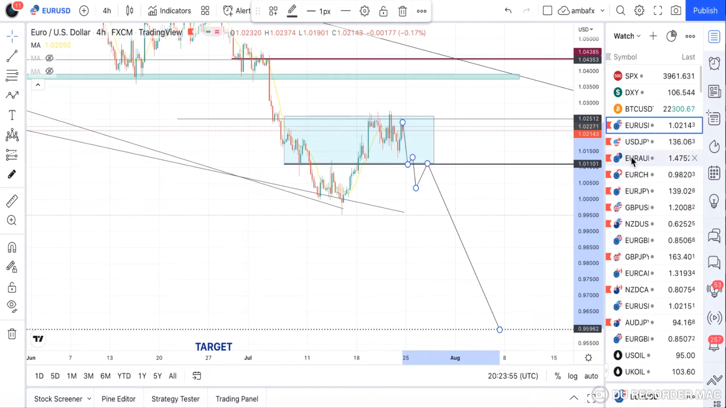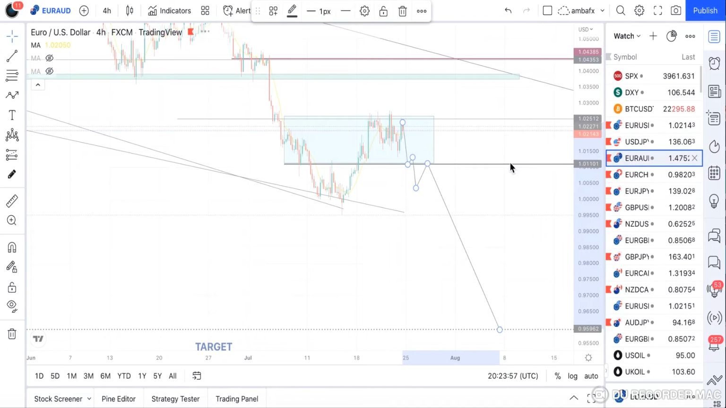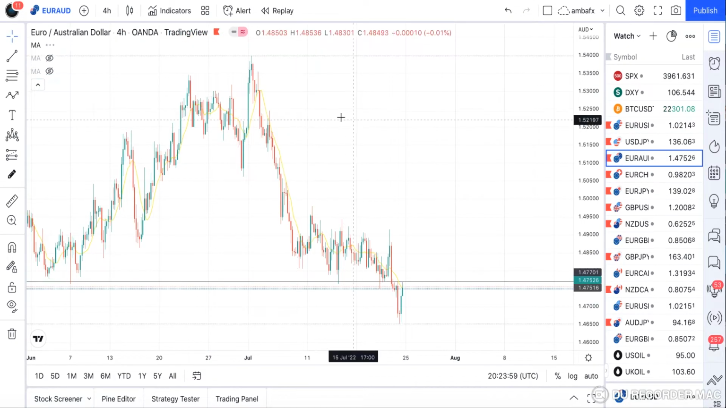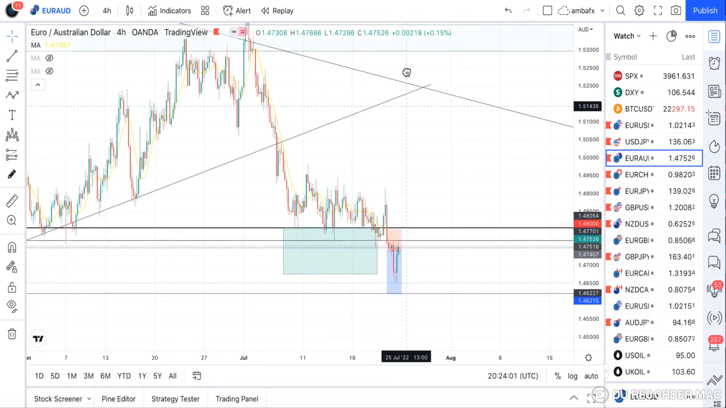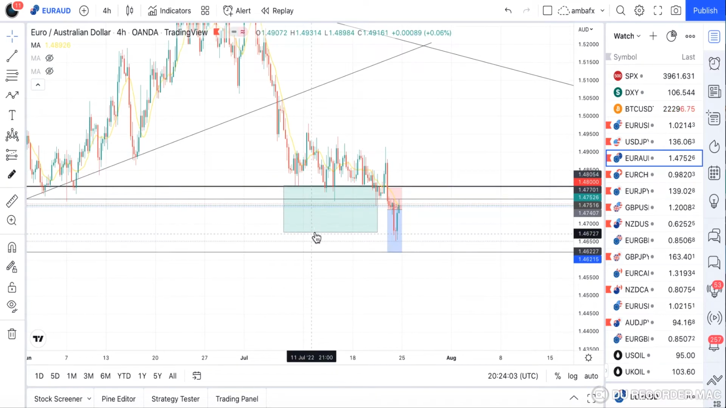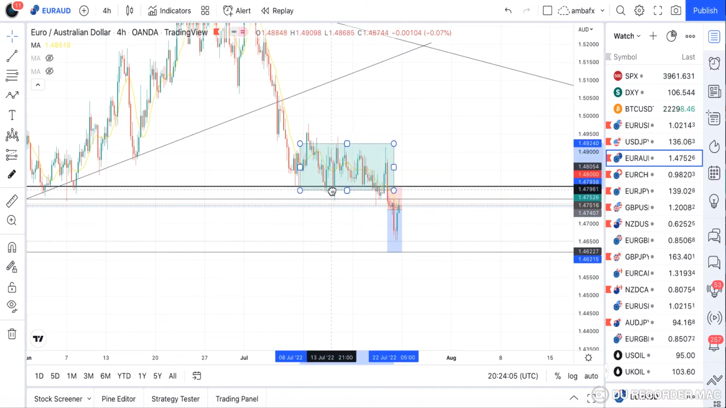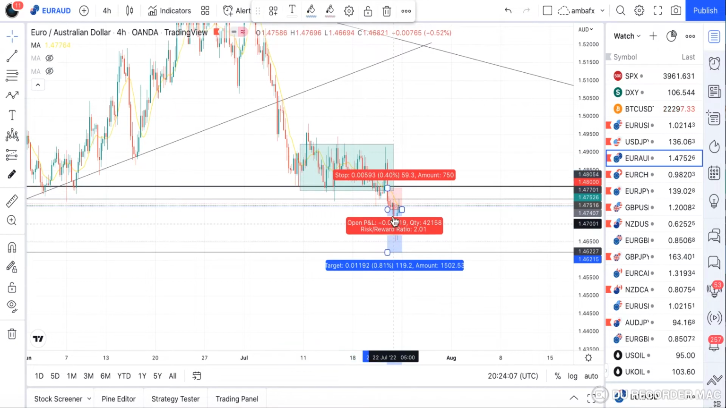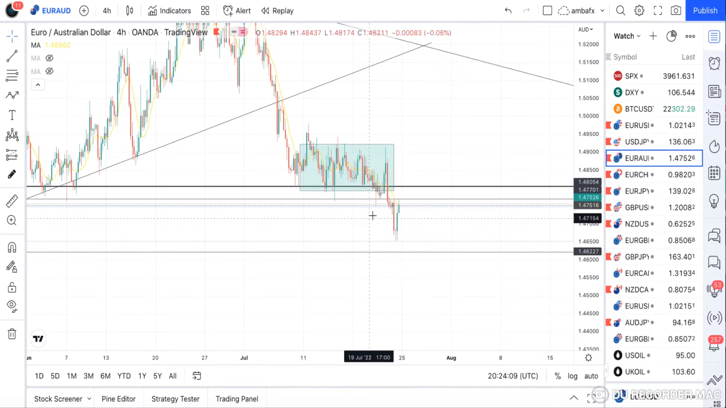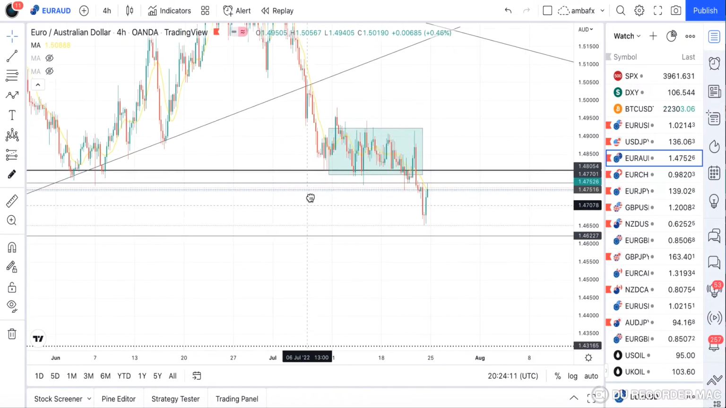So let's check out the Euro AUD. On Euro AUD, we saw a breakout of this range from last week, and then we took the trade and it hit our target. So we are still bearish on Euro AUD.